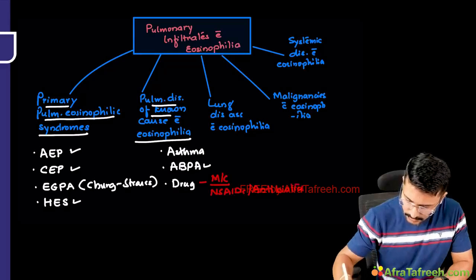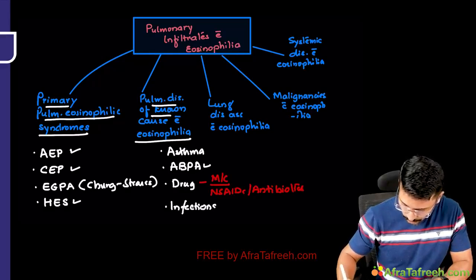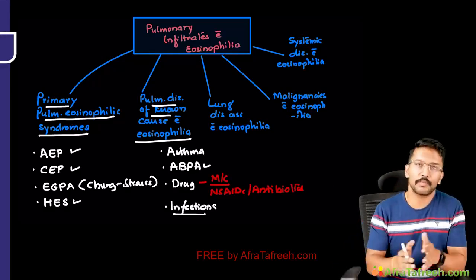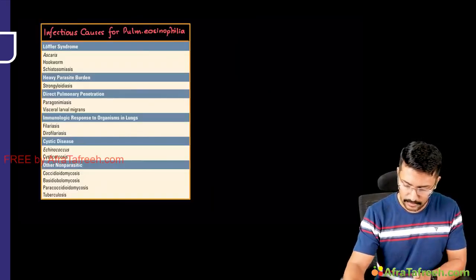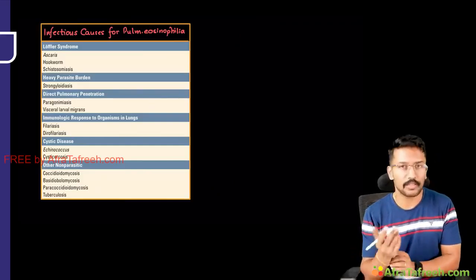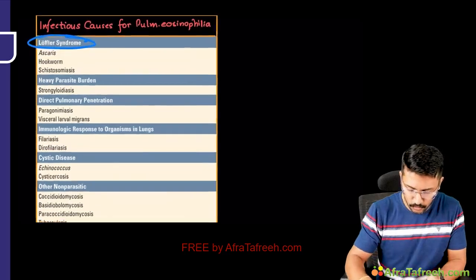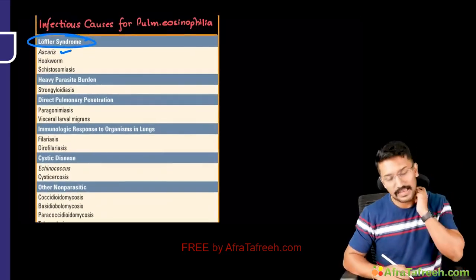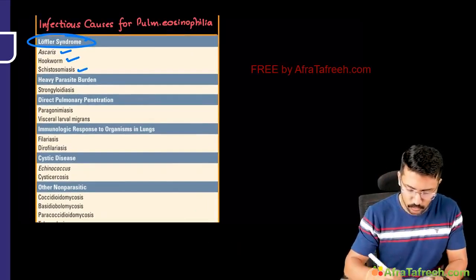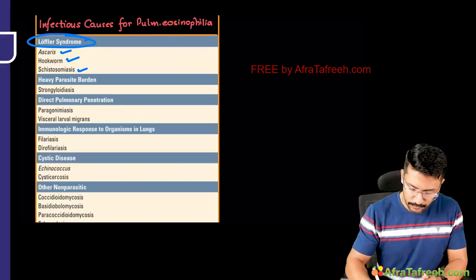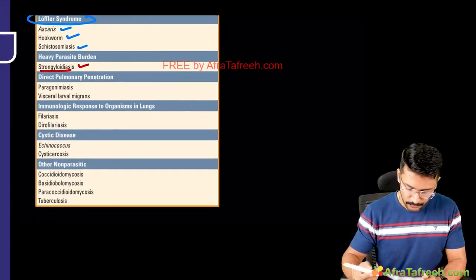Then comes the question of infections, and infections in itself is an important MCQ zone. Various infections can be associated with pulmonary infiltrates and pulmonary eosinophilia. So this is a table from Harrison that lists all the infections which are associated with pulmonary infiltrates and eosinophilia. Number one, Loeffler syndrome. As you know, it is most commonly because of Ascaris. It can also be because of Ancylostoma duodenale or hookworm and schistosomiasis. Sometimes when you have a heavy burden of strongyloidiasis, you can have pulmonary infiltrates and eosinophilia.